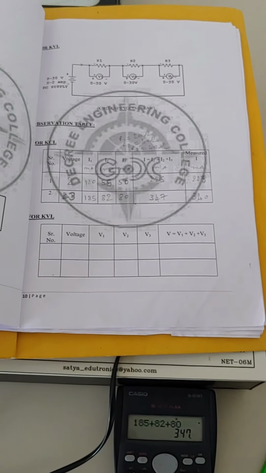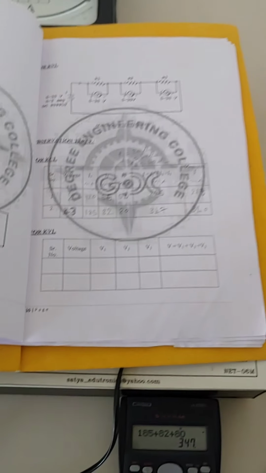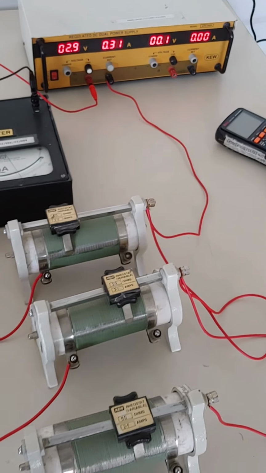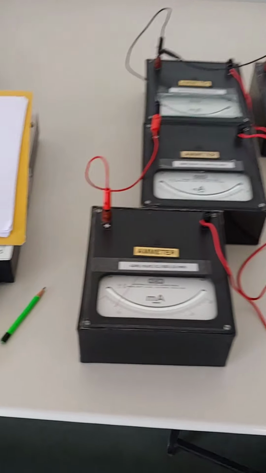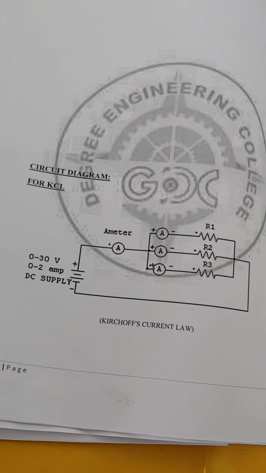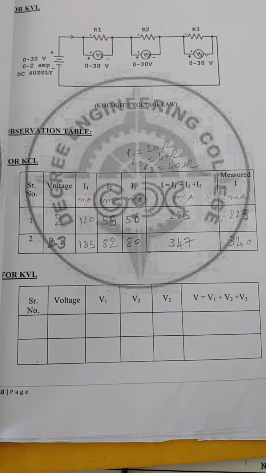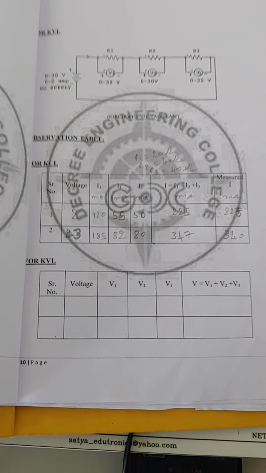In this way you can verify Kirchhoff's current law. Once again you can see the setup. This is the circuit you need to follow for the KCL, and this is the observation table you can write down. Thank you.